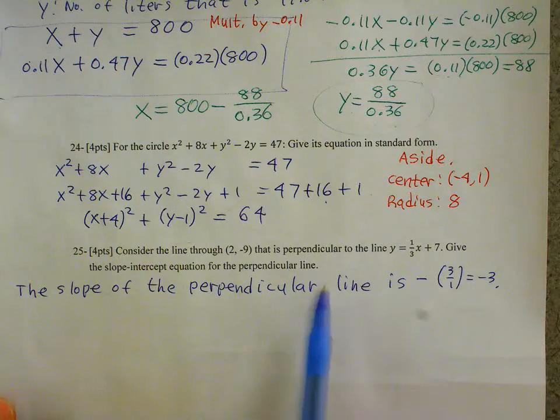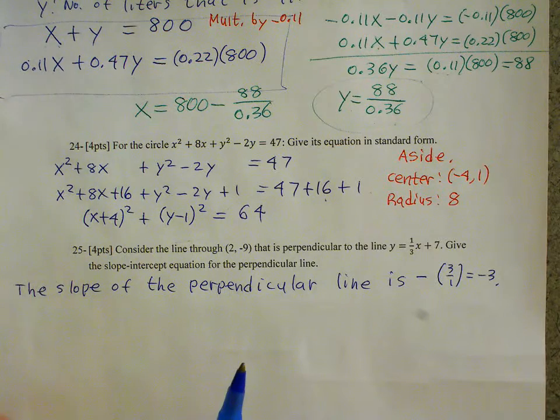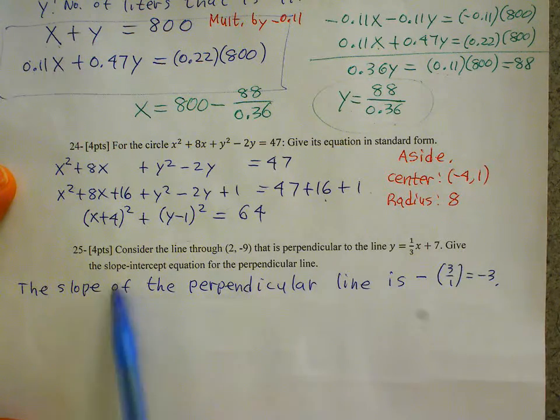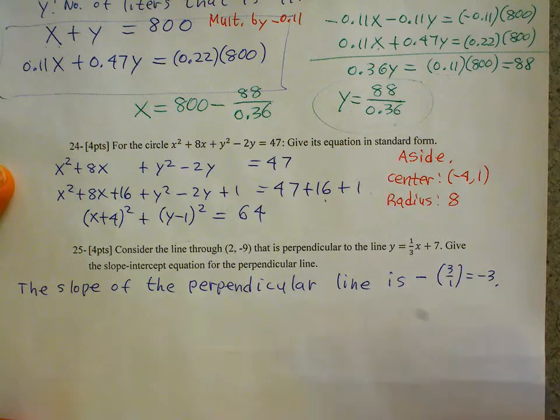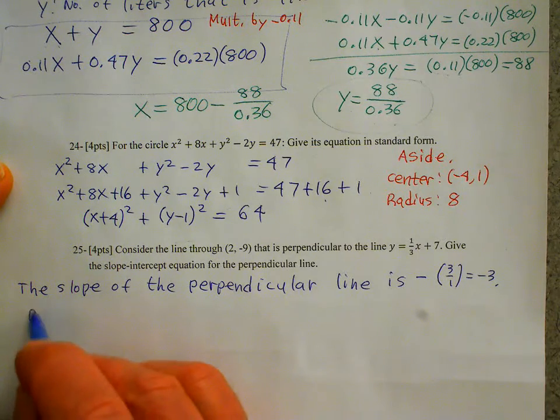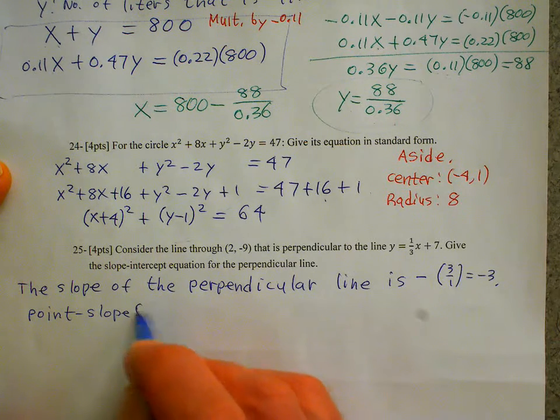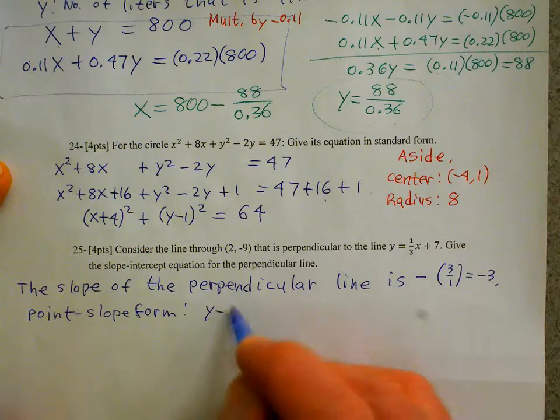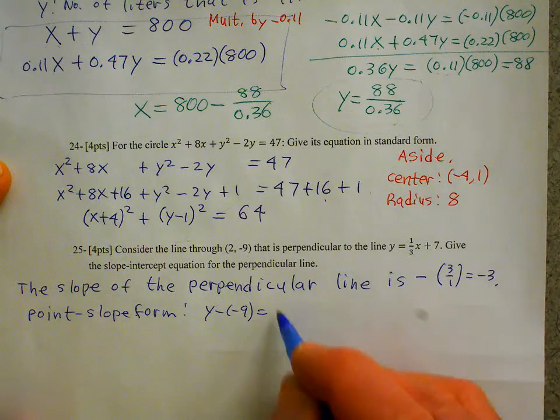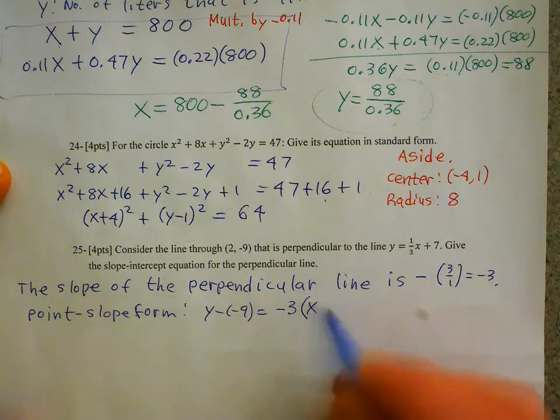Okay, that perpendicular line passes through the point 2, -9. We're supposed to end up with the slope-intercept form. That's the y equals mx plus b form. But as an intermediate step, we can write the point-slope form. The point-slope form is y minus y1, so y minus -9 equals the slope, -3, times the quantity x minus x1.